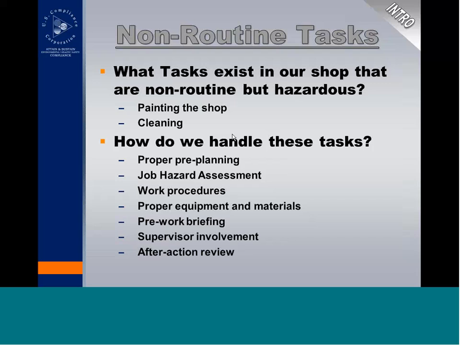Typically, supervisors have a bit of experience under their belt that they may be able to shed some insight into the hazards that aren't readily obvious. And finally, once the task is complete, conduct an after-action review. What went wrong? What went right? How do we proceed with this again in the future should this task come up?